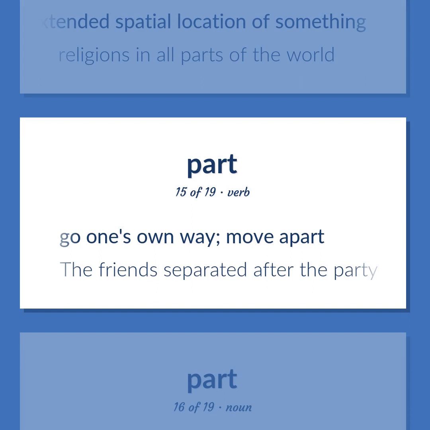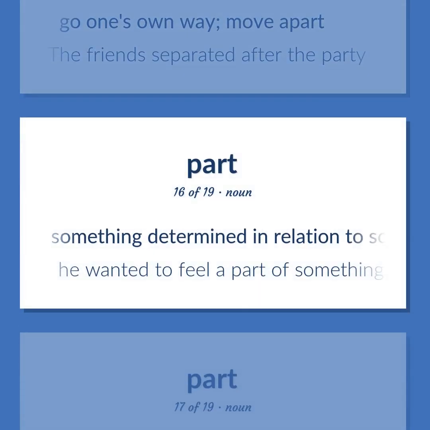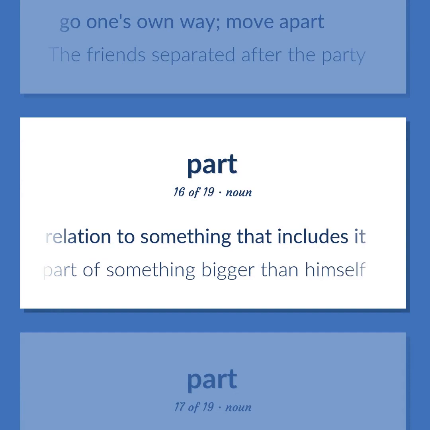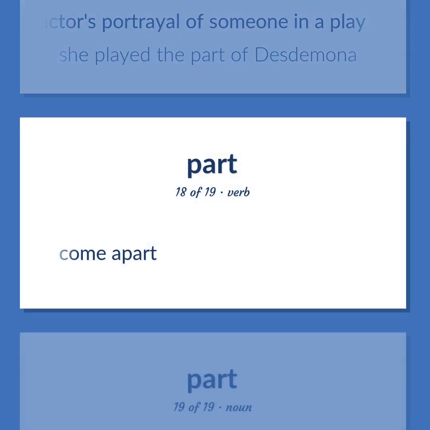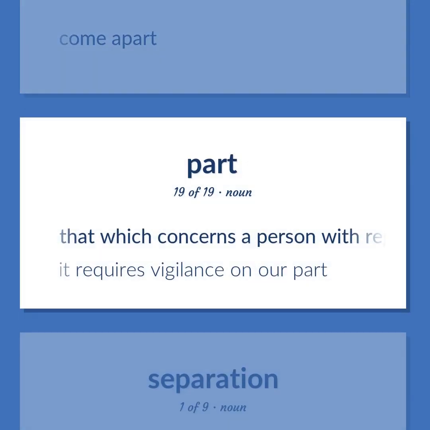Go one's own way. Move apart. The friends separated after the party. Something determined in relation to something that includes it. He wanted to feel a part of something bigger than himself. An actor's portrayal of someone in a play. She played the part of Desdemona. Come apart. That which concerns a person with regard to a particular role or situation. It requires vigilance on our part.